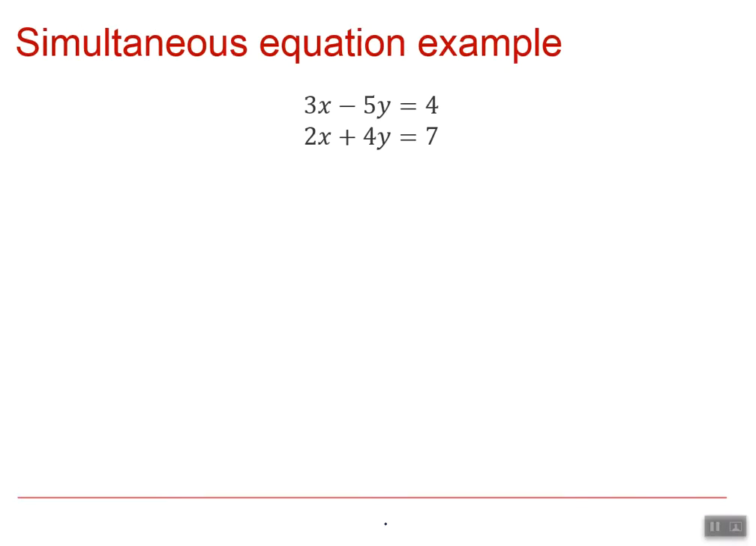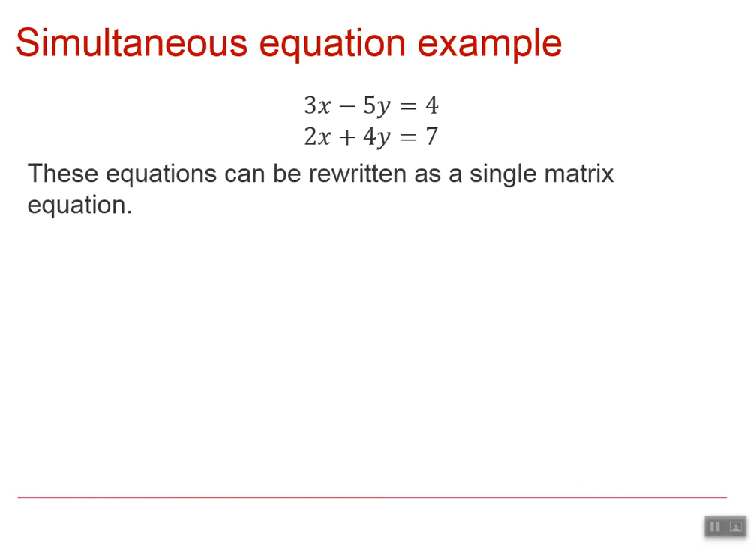So here we have some simultaneous equations that we would like to solve. 3x minus 5y equals 4, 2x plus 4y equals 7. These equations can be rewritten as a single matrix equation: the matrix (3, minus 5; 2, 4) times (x, y) is equal to (4, 7).